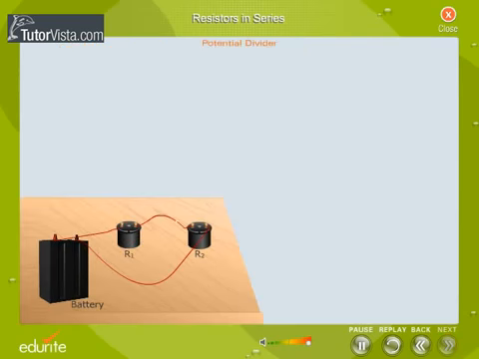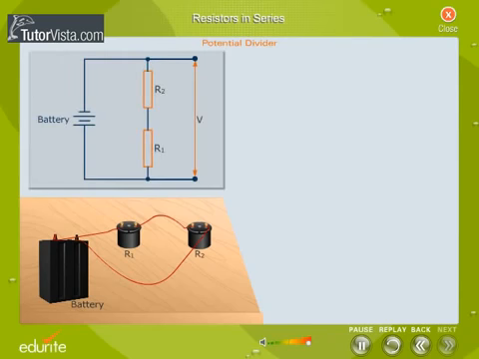Potential divider. Resistors connected in series can be used as a potential divider or a voltage divider. Let us consider two resistors connected in series across a battery of negligible internal resistance as shown here. Such an arrangement is called a voltage divider and is used in most of the electronic circuits.